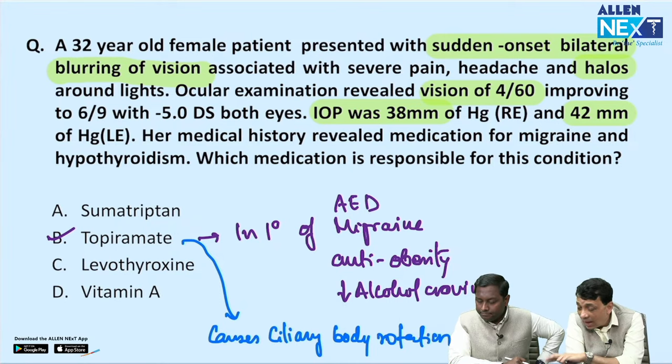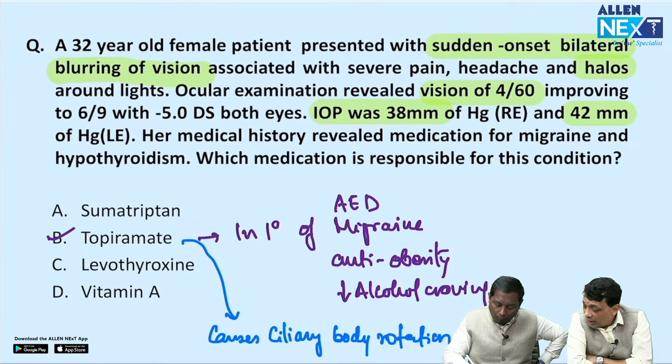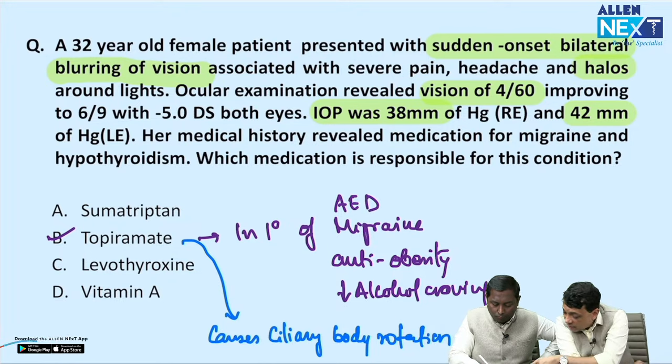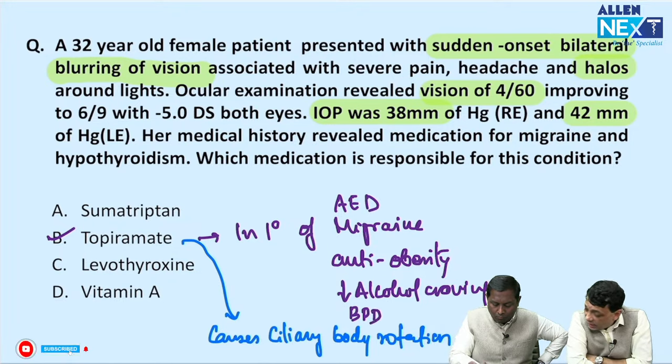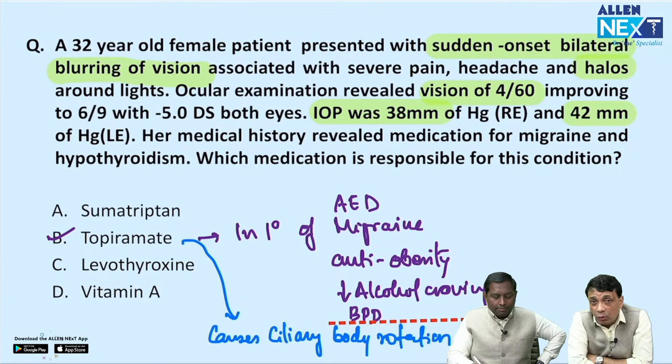And second, it also causes higher myopia, and that is why the answer is the -5 improving with -5. So these are the drugs which may cause acute angle closure glaucoma, and topiramate is well known for that.